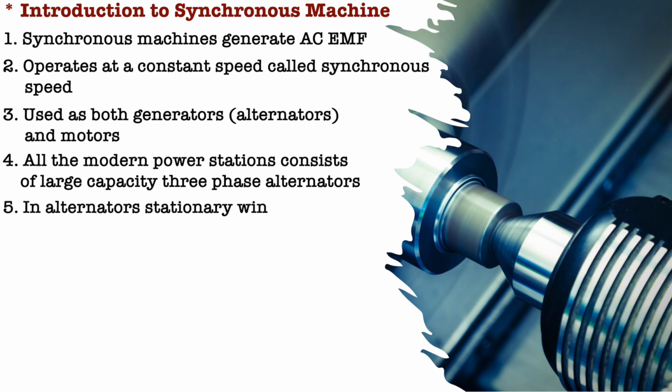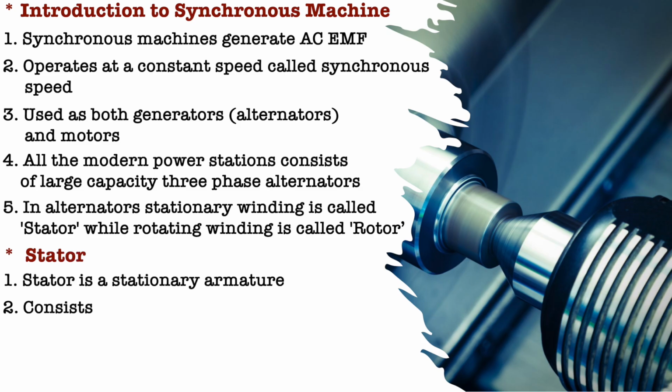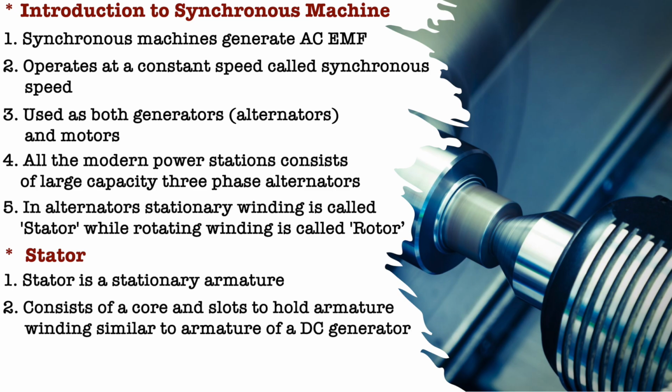correctors. If we now look at alternators, there we have a stationary winding known as stator, while the rotating winding is called rotor. The stator is the stationary armature consisting of a core and the slots to hold the armature winding, similar to the armature of the DC generator.